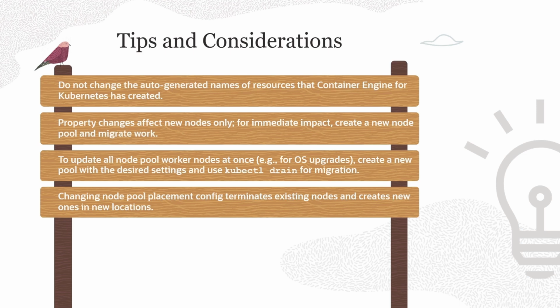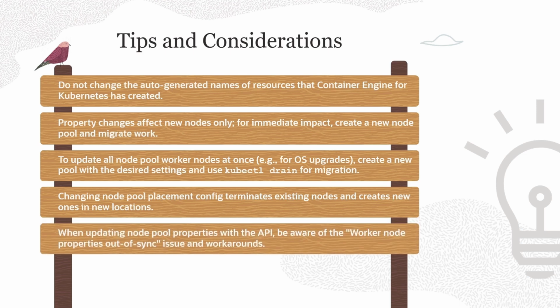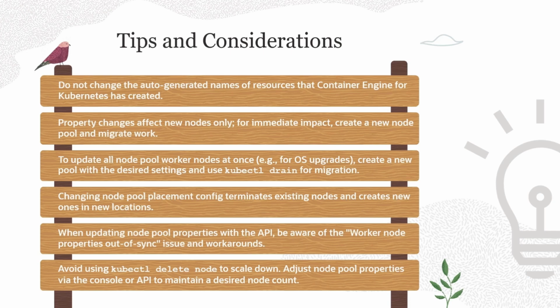Be cautious when altering placement configurations, as it may result in terminating existing nodes and creating new ones in different locations. When utilizing the API for property updates, exercise caution and be aware of the potential worker node properties out of sync issue, along with its available workarounds. Steer clear of using kubectl delete node for scaling down. Maintain your desired node count by adjusting node pool properties through the console or API.